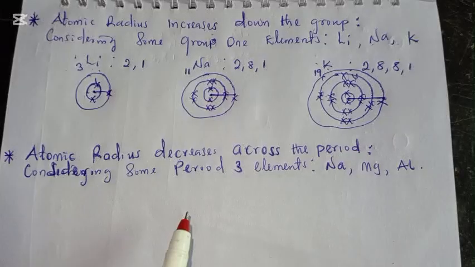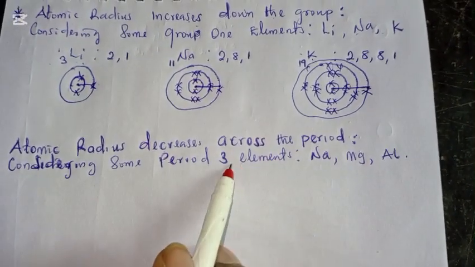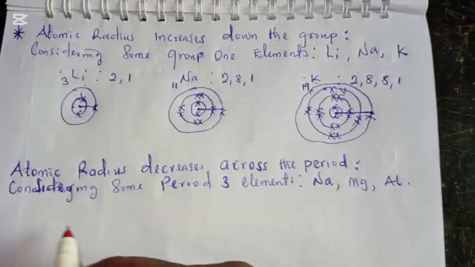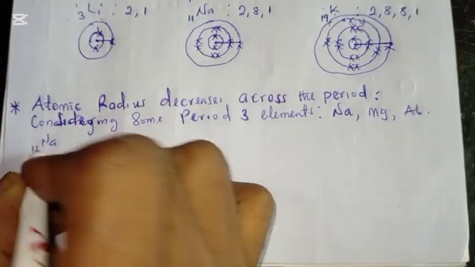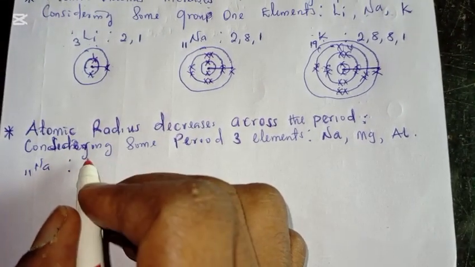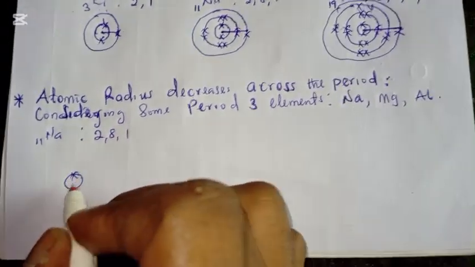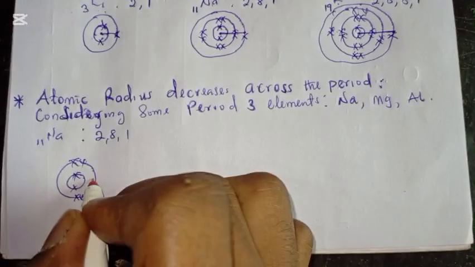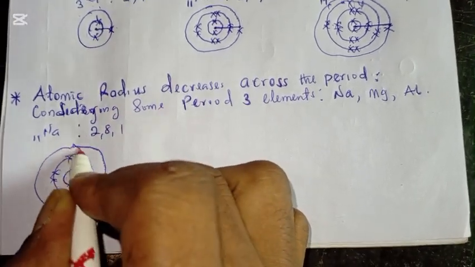Yes. Now, for us to understand that, let us consider these three elements found in period 3. Sodium. We know that sodium has atomic number of what? 11. And with the electronic configuration with respect to shell to be what? 2, 8, 1. Now, if you draw the shell, we have 2 here. We have 8. And we have 1 at the last shell.